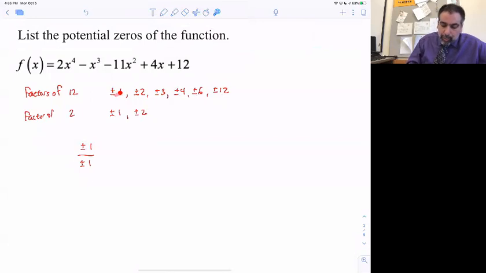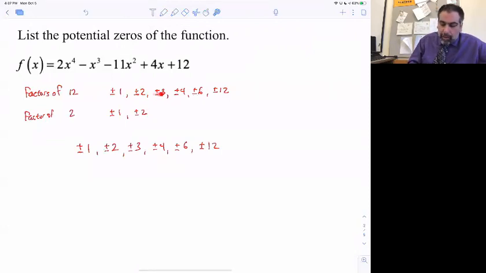So the first one were the 1s over the 1s. When you do all those combinations out, you're going to find out that the only two results you can get are plus or minus 1. The next one I'm going to do are the 2s over the 1s. That's going to give us a result of plus or minus 2s. Then the 3s over the 1s, plus or minus 3s. The 4s over the 1s are going to give us plus or minus 4s. And we're going to continue right down the line until we get the 6s over the 1s and the 12s over the 1s, which will give us plus or minus 6 and plus or minus 12. So those are potential factors.